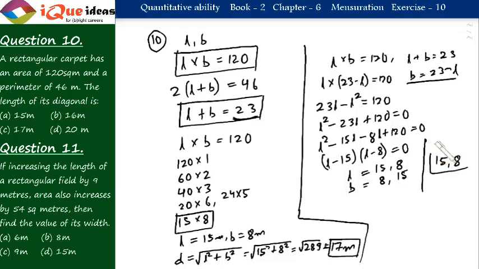Right? Now from here we can find the diagonal, that is square root of L square plus B square, that is 15 square plus 8 square, which is 17 meters. That part of the calculation remains same. Okay.